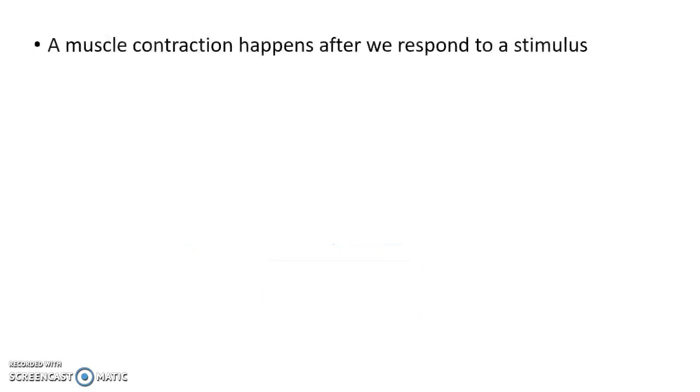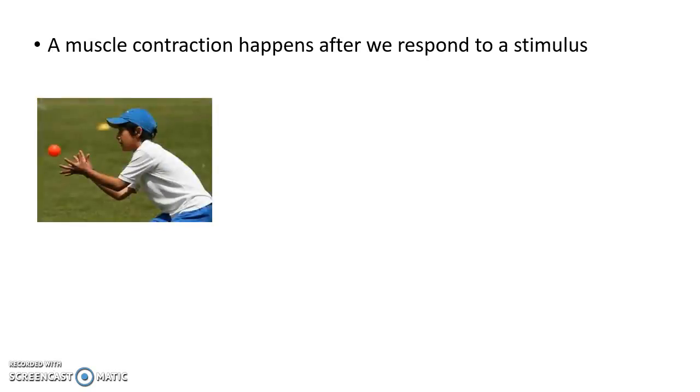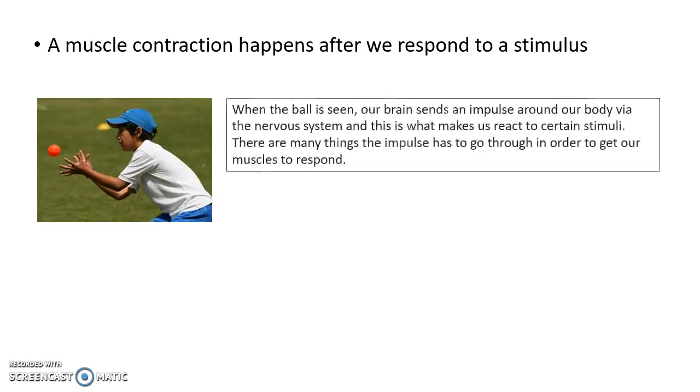A muscle contraction happens once we respond to a stimulus, such as catching a ball, for example in rugby. The basic explanation of this is when we see the ball through our eyes, this then goes to the brain, and then the brain will send the impulse around our body through the nervous system, and this will make us react to certain stimuli. There are different stages that the impulse has to go through in different ways of explaining it.